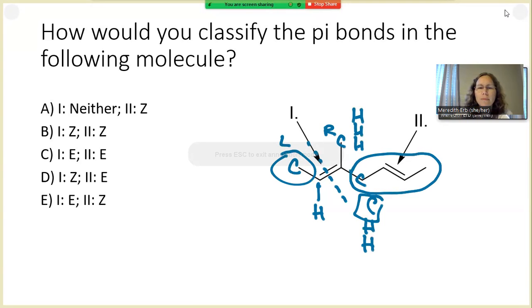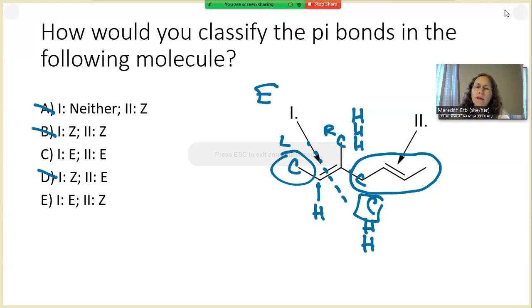And so for the first pi bond, we have two groups on opposite sides of the pi bond. And so that is E, entgegen, which means opposite in German. All right, so our first pi bond is an E case. We can narrow things down right away, crossing off answer choices A, B, and D.